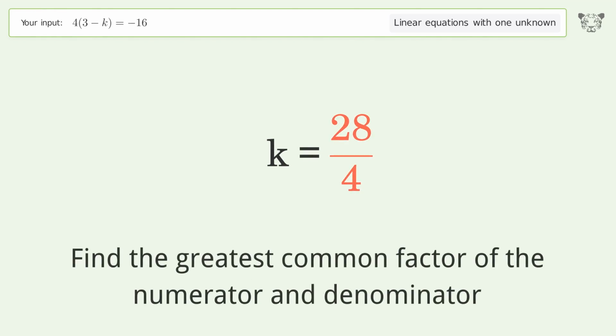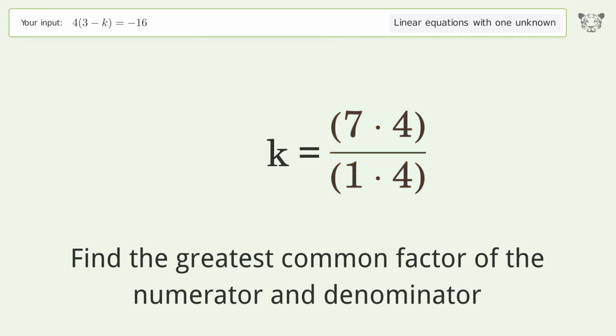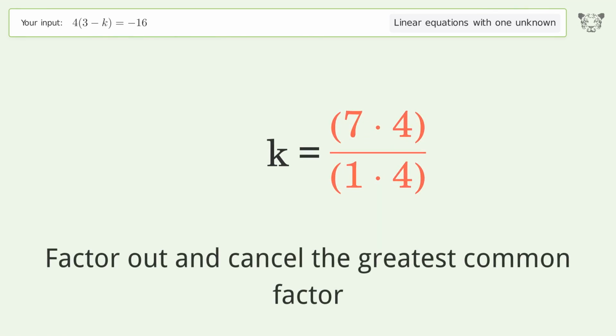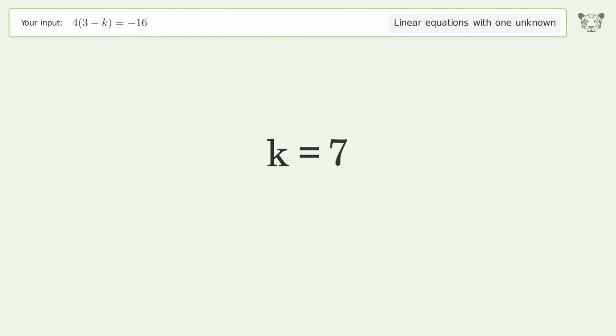Find the greatest common factor of the numerator and denominator. Factor out and cancel the greatest common factor. And so the final result is k equals 7.